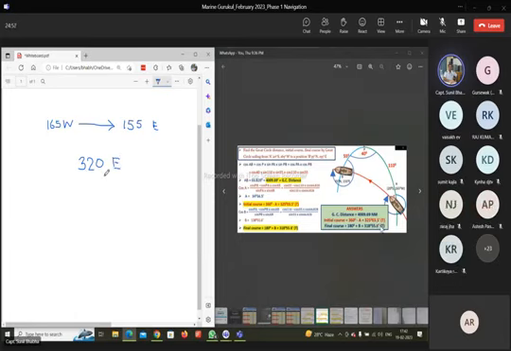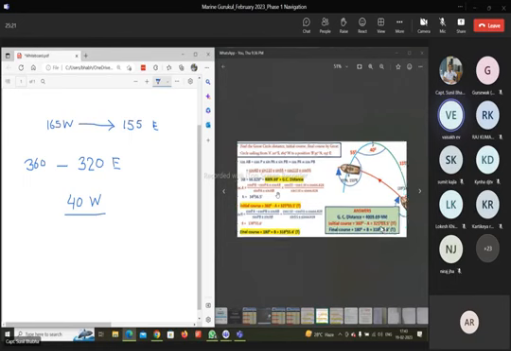Now this value 320 is greater than 180. Whenever the value is greater than 180, what do we do? We'll minus 360 and opposite sign. Very good. So when you subtract it from 360, the answer which you get is 40 degrees. And what is the direction which you get? West. Very good. That means you are going 40 degree in the westerly direction, right? Okay. 40 degree to the westerly direction.